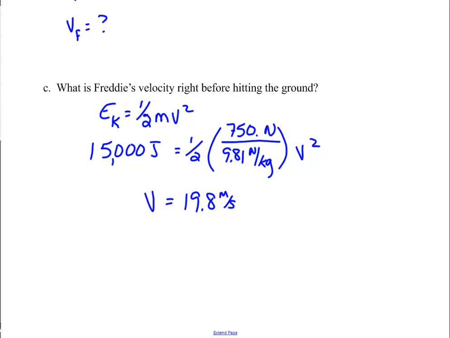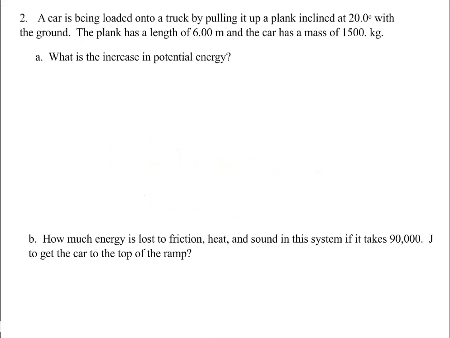So there we go. If I look at the next problem, I have a car being loaded onto a truck. I have a ramp length of 6 meters, and I have a car mass of 1,500 kilograms. So I have the mass this time. I'm looking for the increase in potential energy. Well, how do I do this?